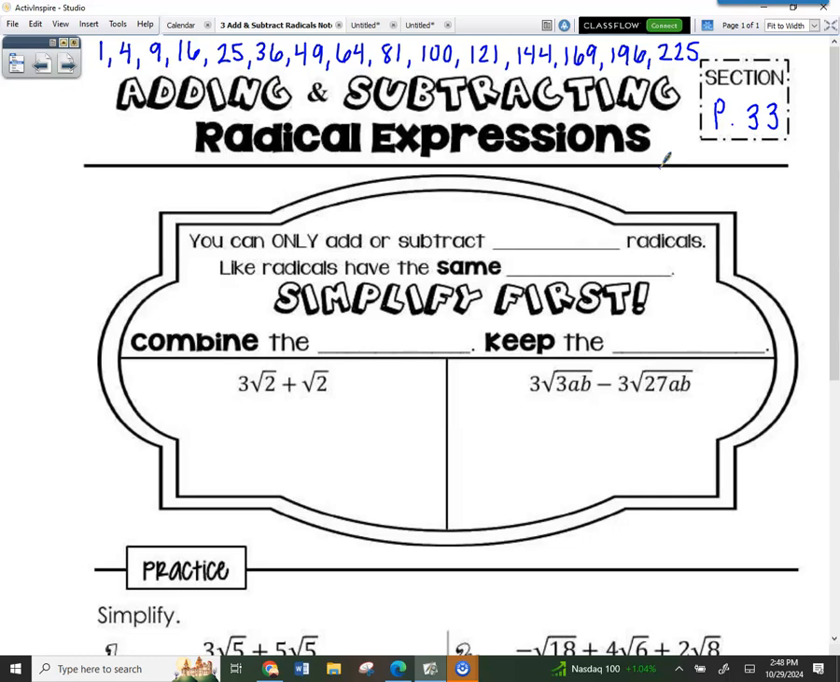Okay, we are adding and subtracting radicals. Let's dive into the 2 examples and then the 4 practice problems, and then we'll go to our assignment. You can only add or subtract like radicals. Like means they match. It means that they have the same radicand.